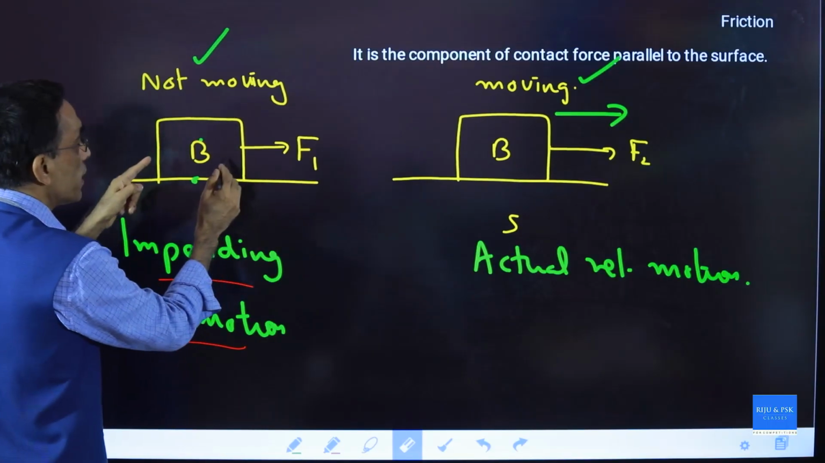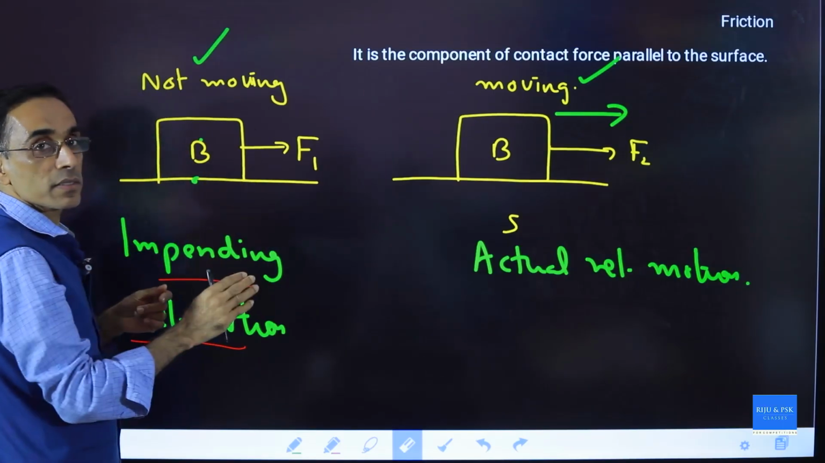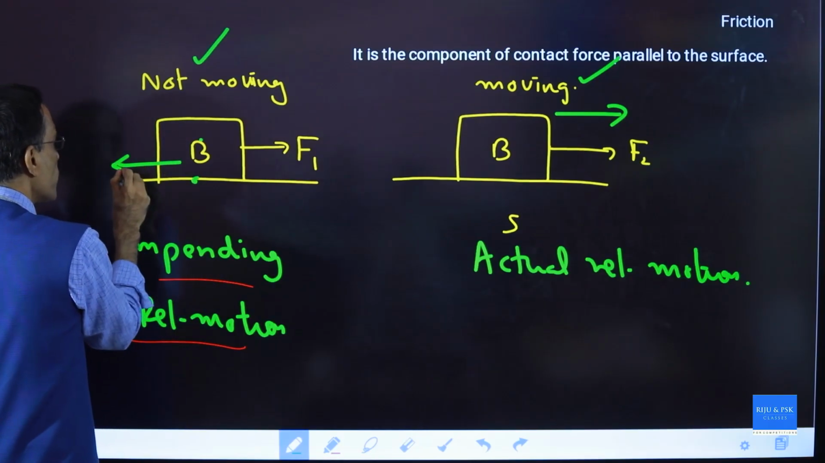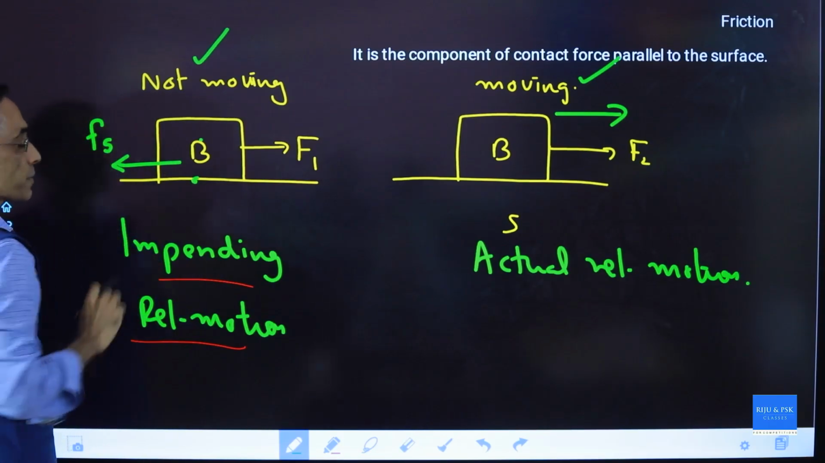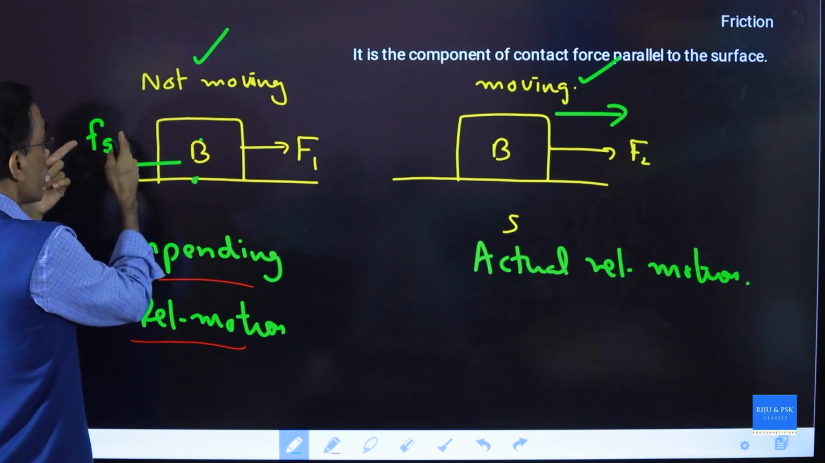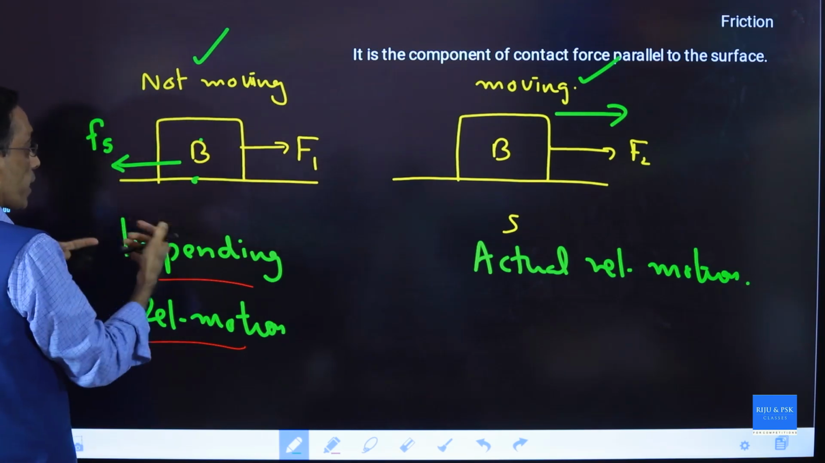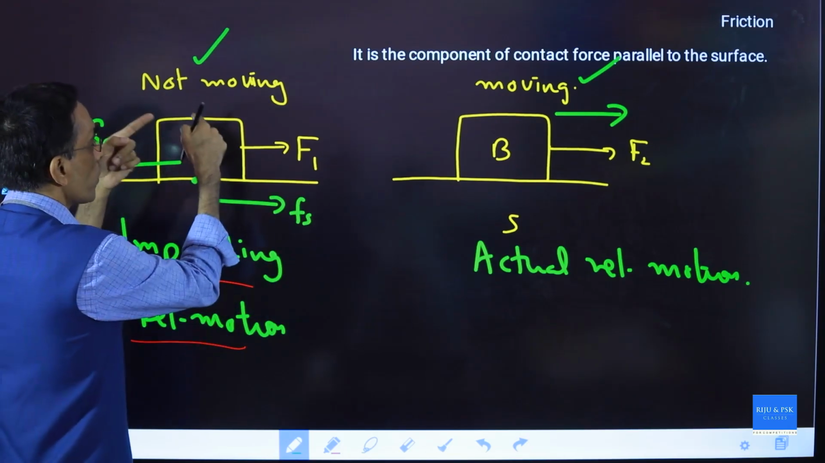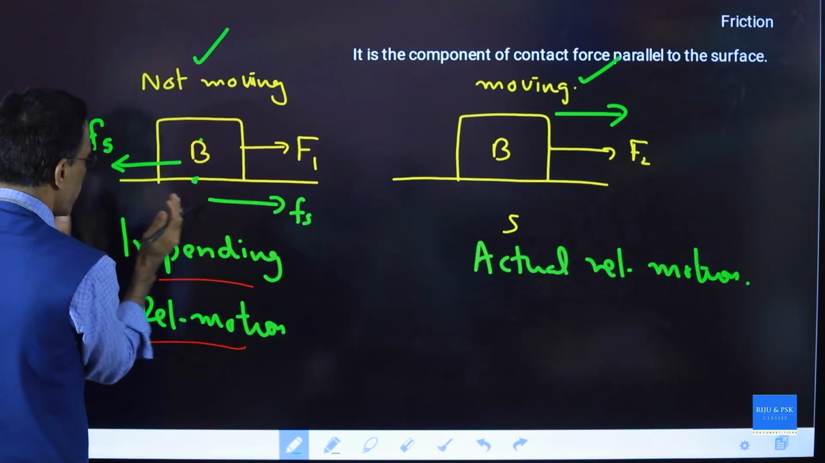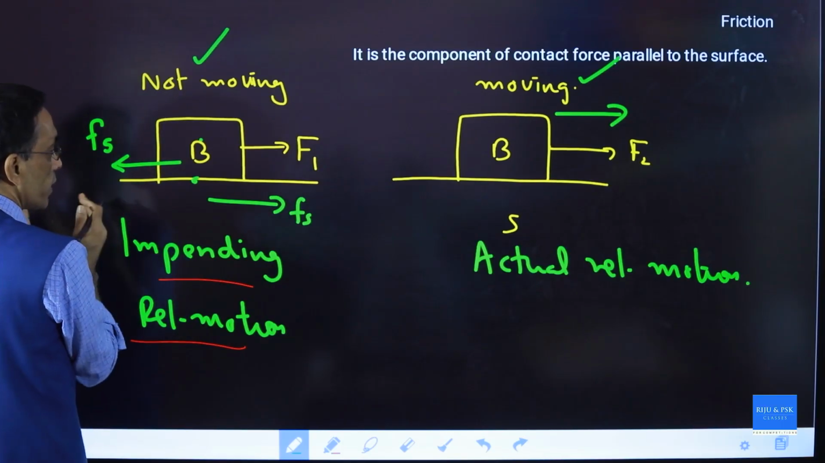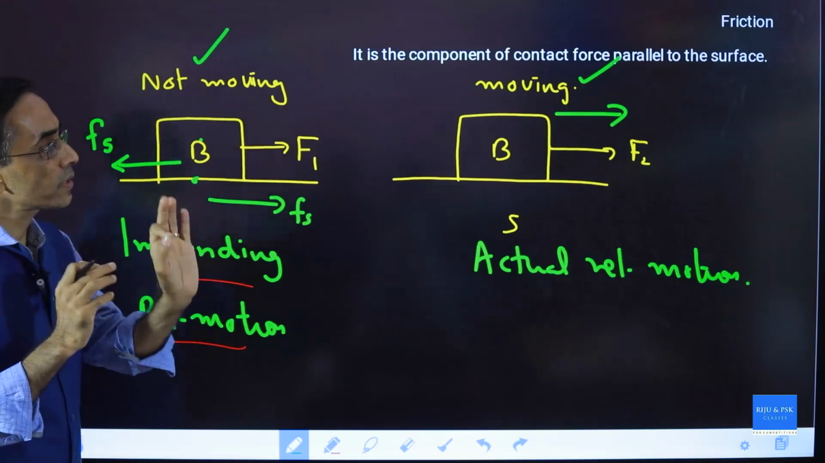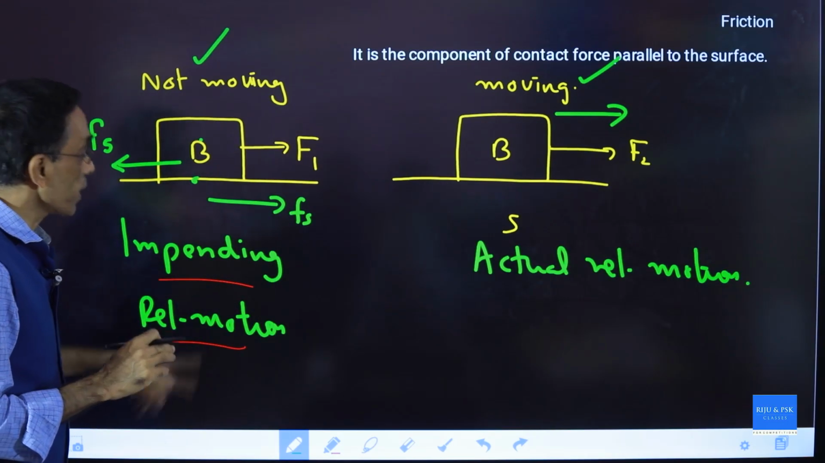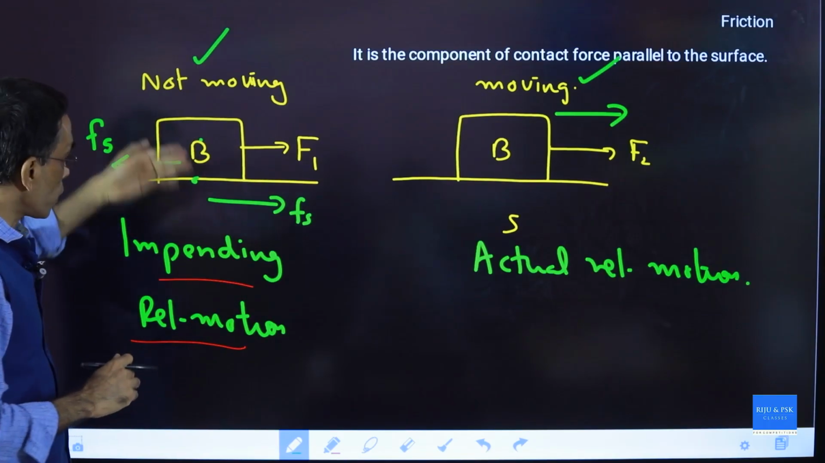Okay, B is trying to move to the right. Trying to move means impending motion. So B will experience a force in the backward direction. This is written as Fs. Now every force comes as a pair. So this force will have a pair which is acting on the surface in the forward direction. Because with respect to the block B, the surface is trying to move to the left relatively, so the force will be in the opposite direction. So this friction will oppose the impending relative motion. So on the body it is backward, on the surface it is forward.